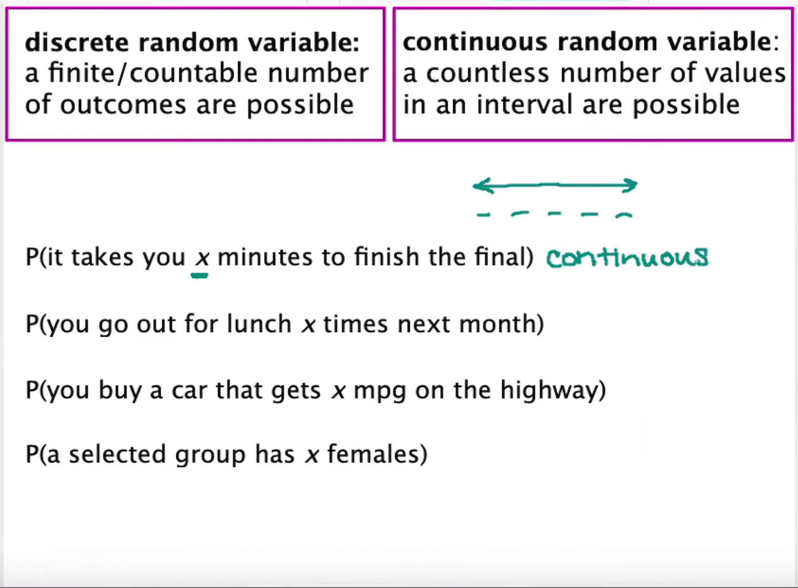You go out for lunch X times next month. That's definitely a countable number of times. It wouldn't be on a continuum. So countable means discrete. You buy a car that gets X miles per gallon on the highway. It could get 25 or 26 or 25.7 or 25.8 or 25.75. That's more of a number line sort of thing, so continuous. And a selected group has X females. That should certainly be a countable number of things, so that is discrete.